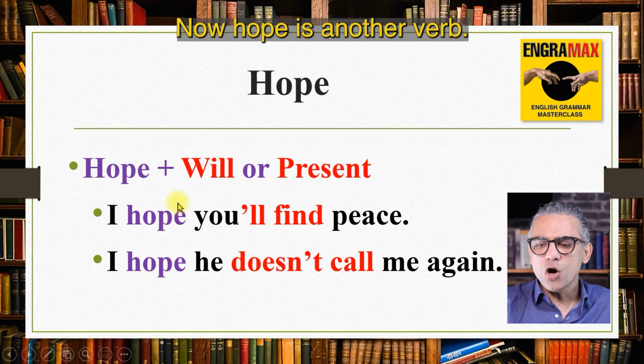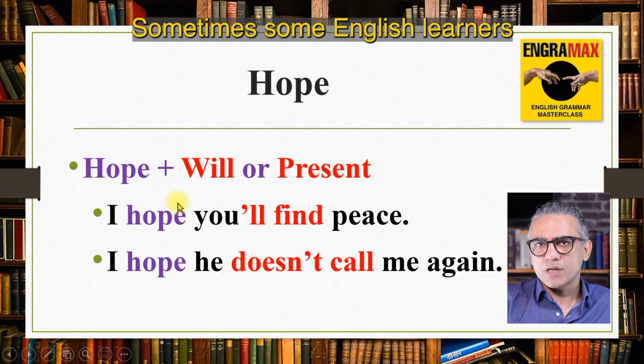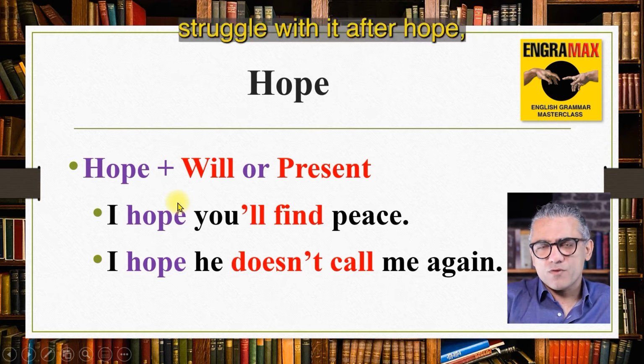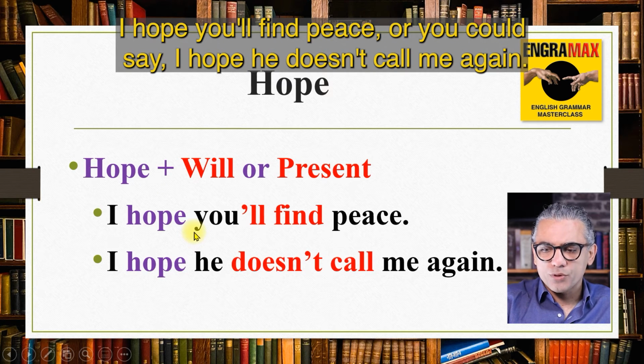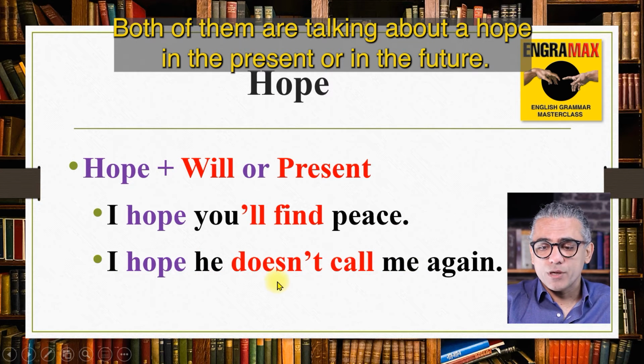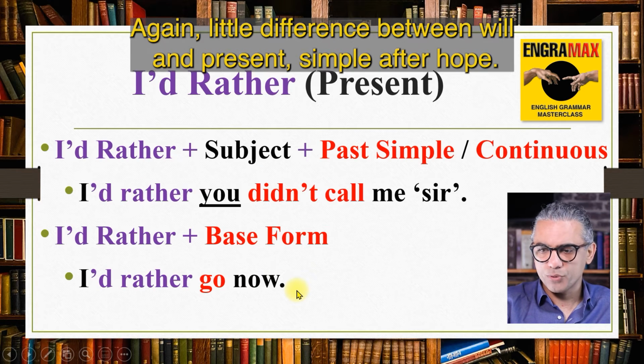Now, hope is another verb. Sometimes some English learners struggle with it. After hope, we use will or present form. Either would be fine. I hope you'll find peace. Or you could say, I hope he doesn't call me again. Both of them are talking about a hope in the present or in the future. Again, little difference between will and present simple after hope.